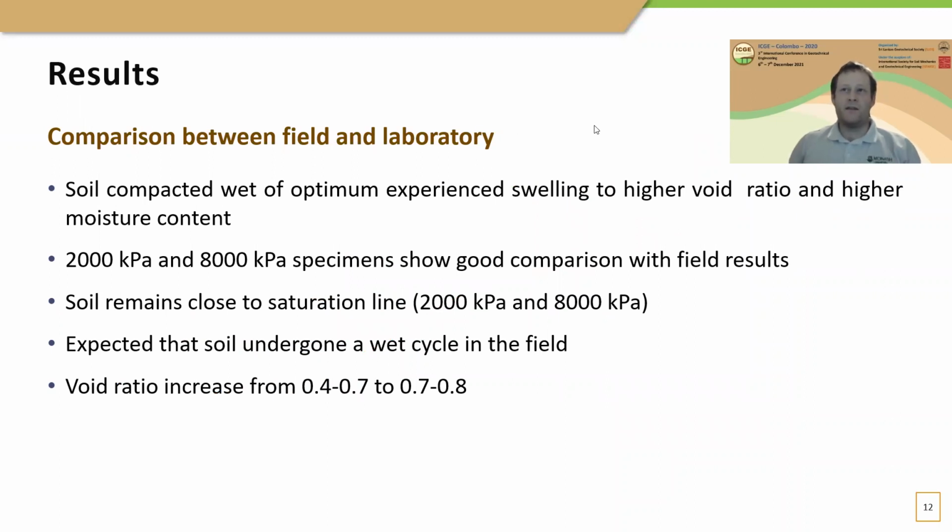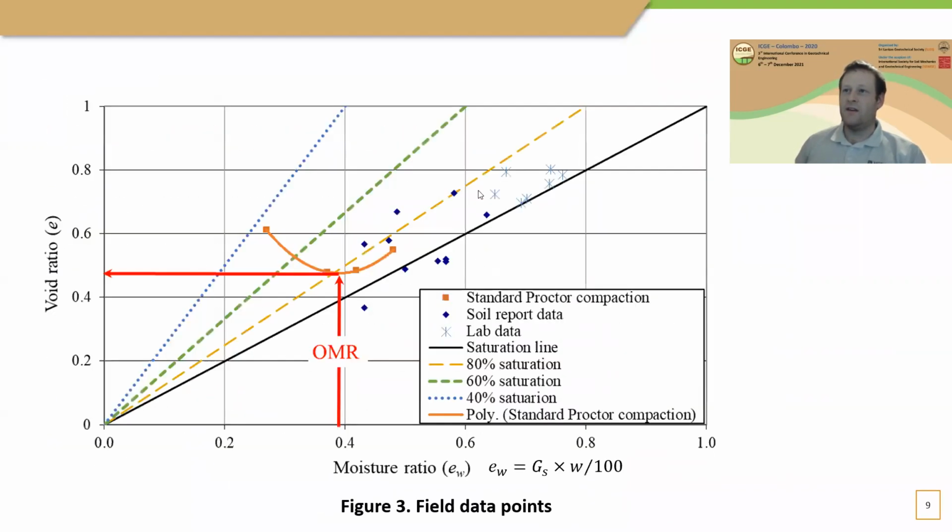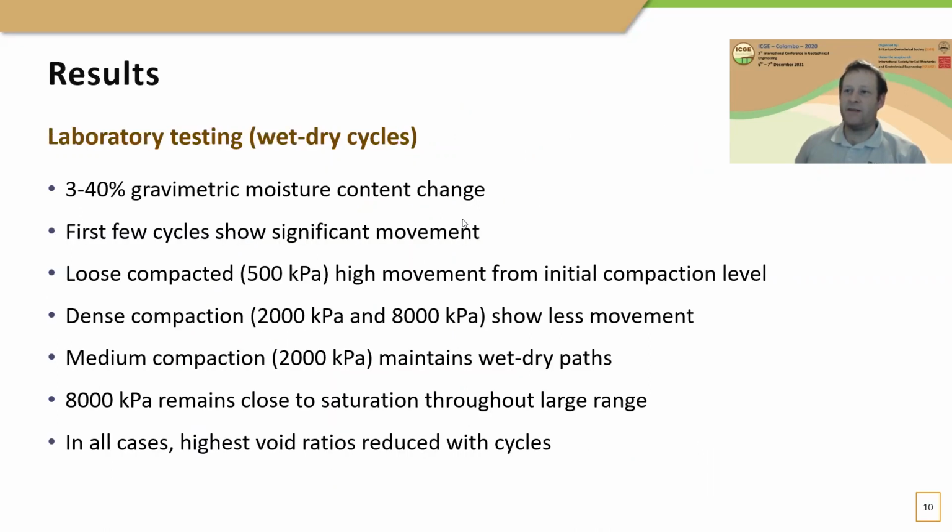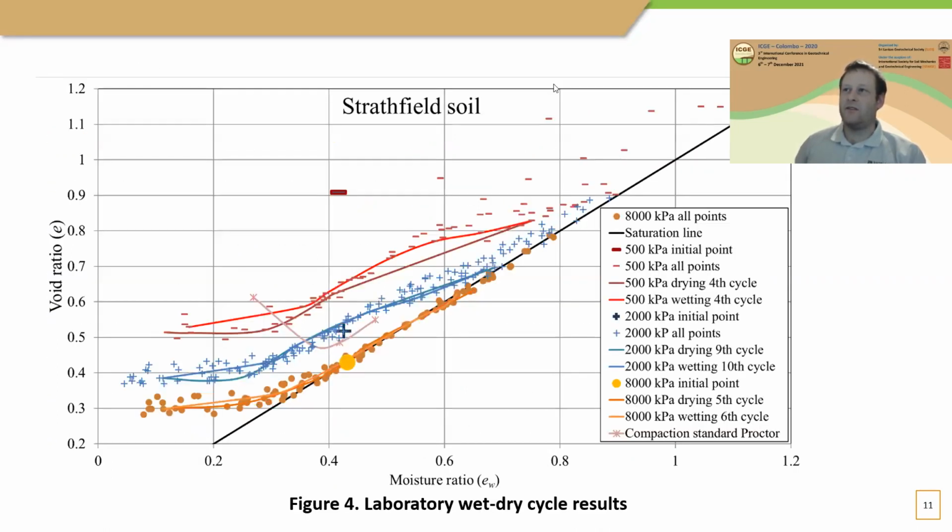So the results. So the comparison between the field and laboratory: the soil was compacted wet of optimum and experienced swelling to a higher void ratio and moisture content. So the 2000 kPa and 8000 kPa specimens show good comparison with the field results. So you can see here, that's where the swelling range went from about 0.4 all the way up to 0.8. And you can see here, if we draw an area showing the results, they're around this area here. So they're in good agreement with those 2000 and 8000 kPa results.